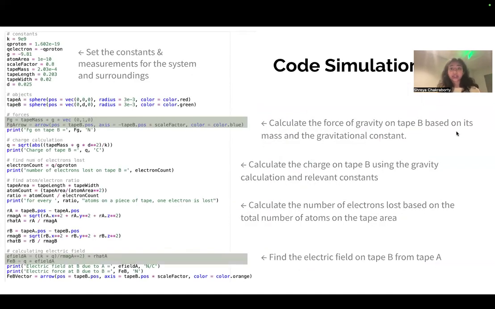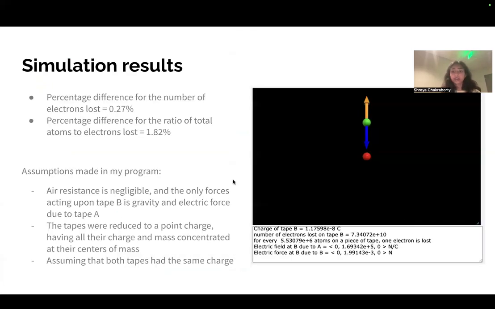I also implemented this with code, and I made a simulation. I set the constants that I specified and measured in the beginning of my experiment, and then I used Python to calculate things like the force of gravity, the charge on tape B, the number of electrons lost, and then finally the electric field from B to A, and then that ratio. And here are the results of the simulation. As you can see, the force of gravity counteracts equally the force due to the other charged tape. My percentage difference between my answers and the simulation's answers, which are shown here, was 0.27%. And for the ratio, it was 1.82%, so pretty close.